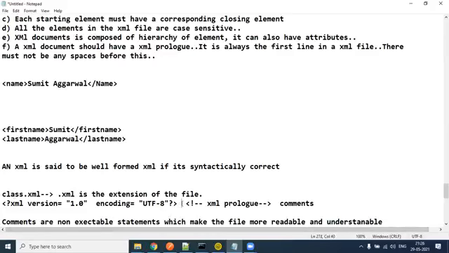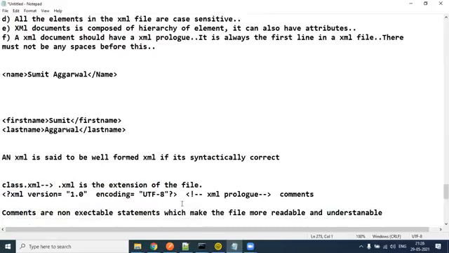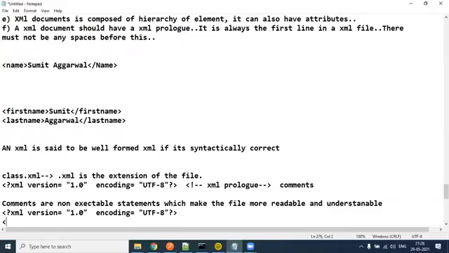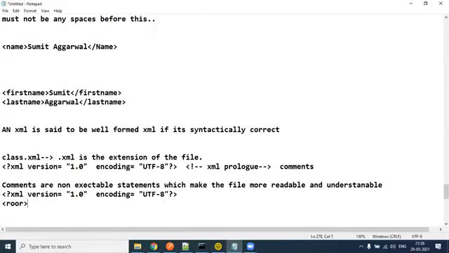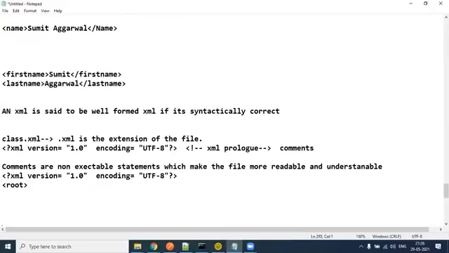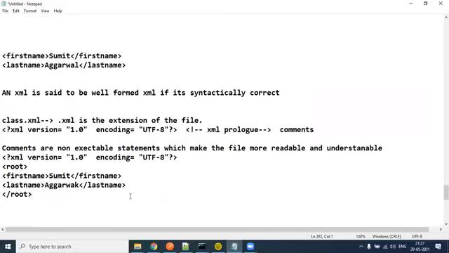So this is how you write the prologue. I will start once again from here. Then you may have some root elements. Let's say my root element name is root. Do I have the flexibility to choose the name of the elements? Yes, we do. So this is your root element. Then you may have some stuff, let's say first name, then last name. Something like this.